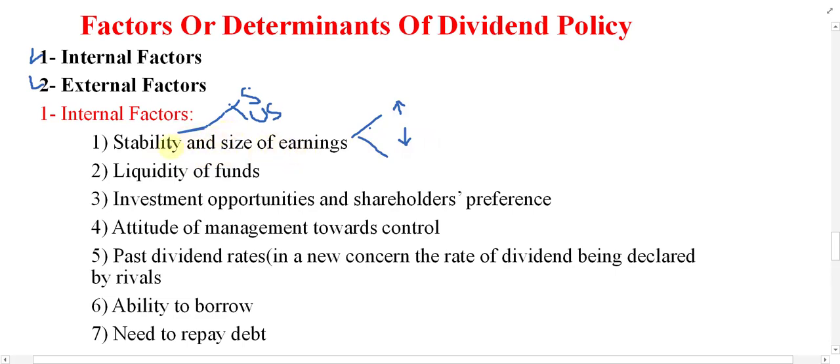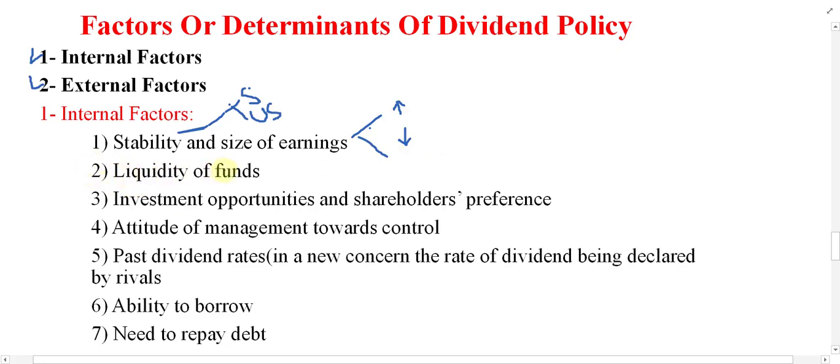So if earning of the business is stable, the company can go for a regular or stable dividend policy. But on the other side, if earning of the business is unstable, the company may go for irregular dividend policy. Size is also important. If income is more, the company may divide. Otherwise, a company may not divide.